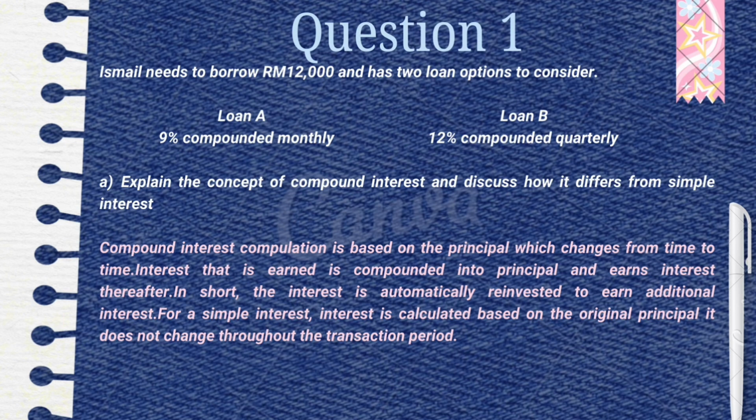Compound interest calculation is based on the principle which changes from time to time. Interest that is earned is compounded into principal that earns interest thereafter. In short, the interest is automatically reinvested to earn additional interest. For simple interest, interest is calculated based on the original principal. It does not change throughout the transaction period.